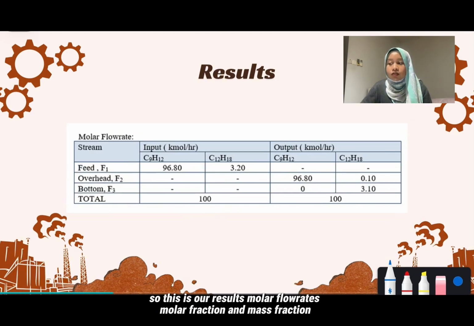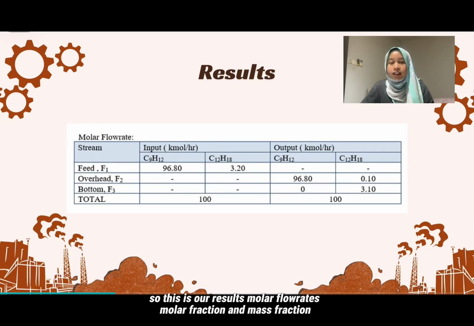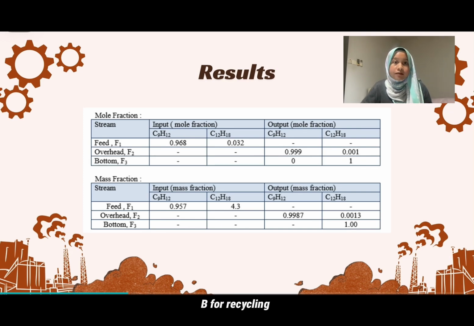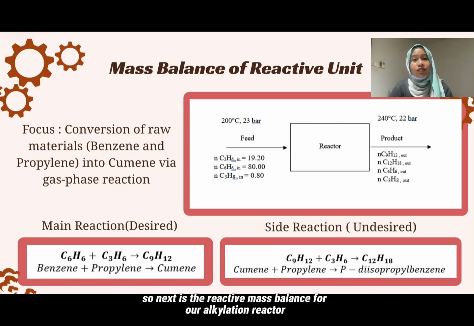So these are our results: molar flow rate, mole fraction, and mass fraction. The overhead product reached a high purity of 99.9 mole% of cumene, while the bottom stream successfully concentrated the PDIPB for recycling. So next is the reactive mass balance for our alkylation reactor, focusing on the conversion of raw materials, which are benzene and propylene, into cumene.